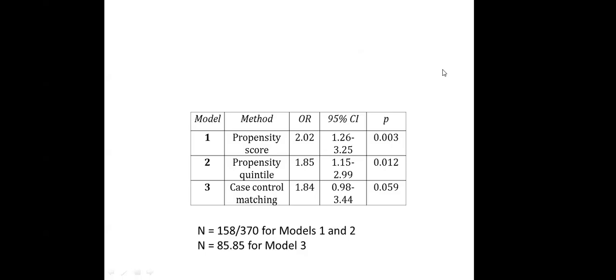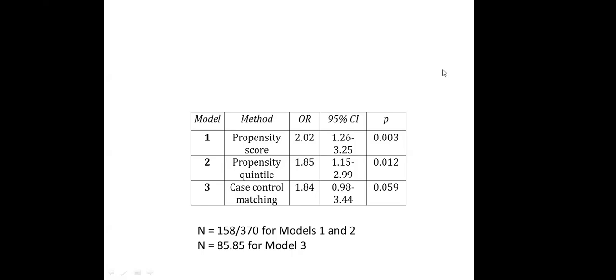First, we balanced on the propensity score. So we had esophageal cancer predicted by Agent Orange exposure, yes, no, and propensity score as a continuous measure. The odds ratio decreased, but was still significant. Then we did it just using propensity quintile as a covariate rather than exact score, and it went down to 1.85, but still significant.